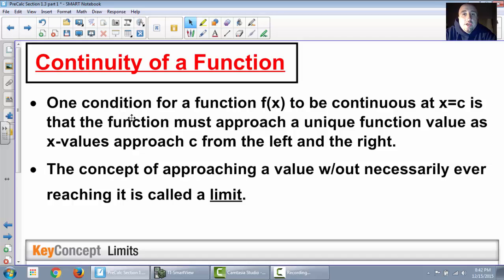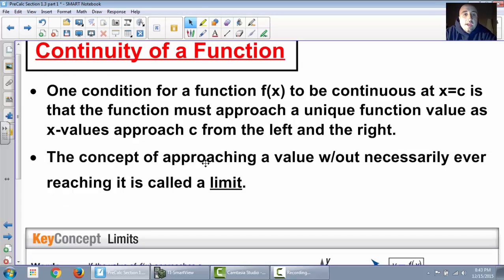One condition for a function f of x to be continuous at some point c is that the function must approach a unique function value as x values approach c from the left and the right. You're probably thinking, oh my gosh, this makes absolutely no sense, so we're going to look at a picture in a minute to show this. This word limit is very important in pre-calc and in calculus. The concept of approaching a value without necessarily ever reaching it is called a limit.